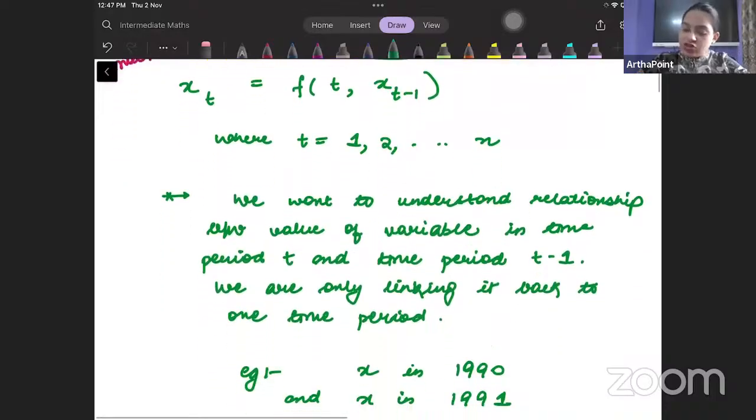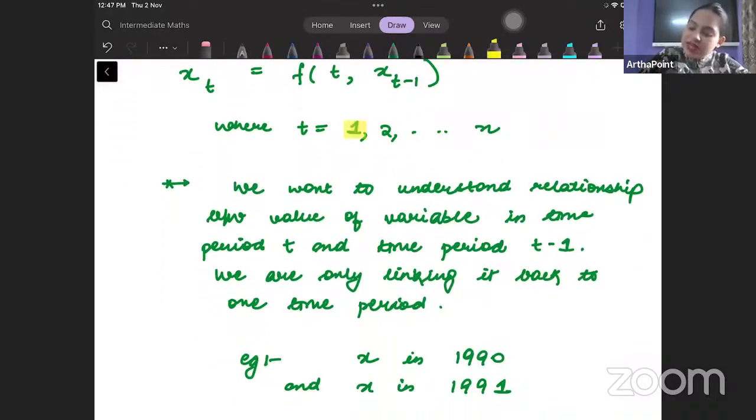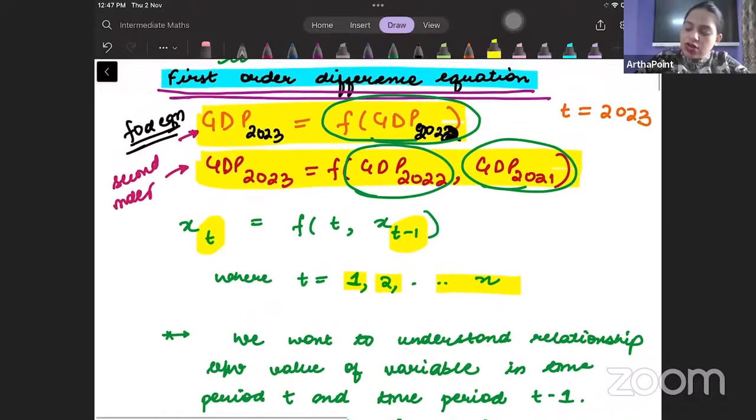Okay beta? Now here it is saying t is 1, 2 till n. What is this? I can take t only up to one period back. T from 1 to n means here if t is 1, then this will be 0. If this is 2, this will be 1. But it is going back only to one previous value, no? So it is a first order difference equation. T can take any value. It is not necessary that I need to link GDP of 2023 to 2022.